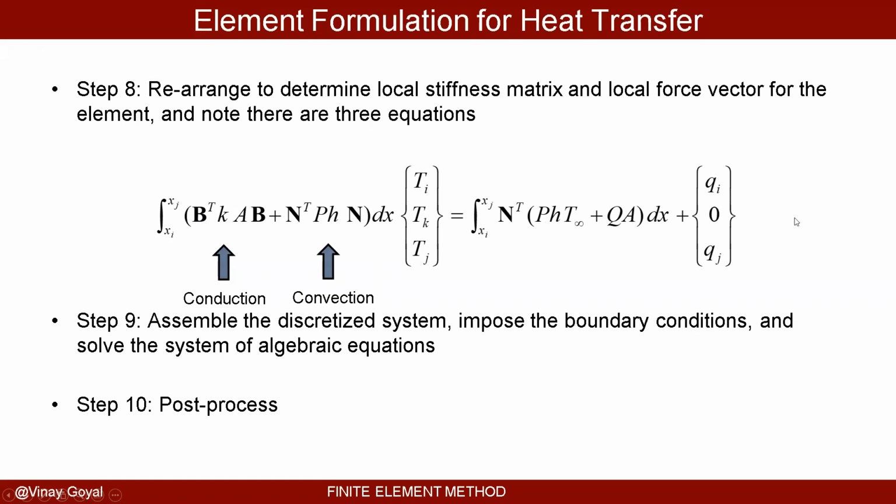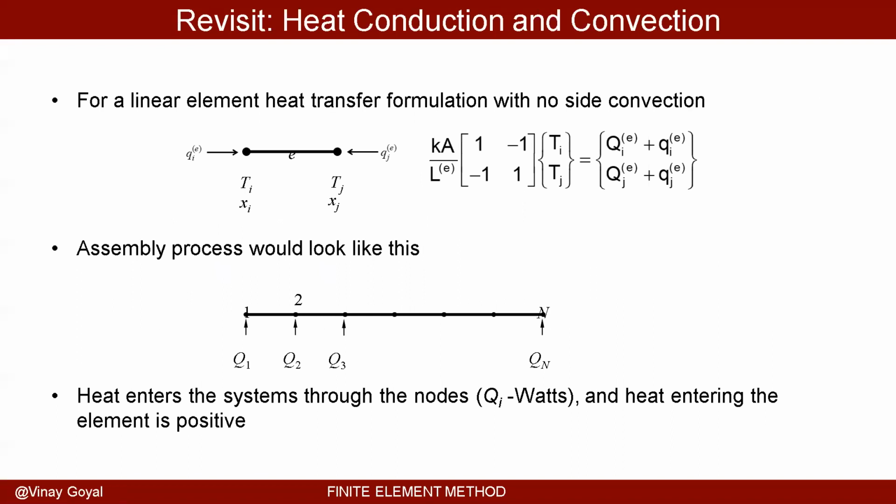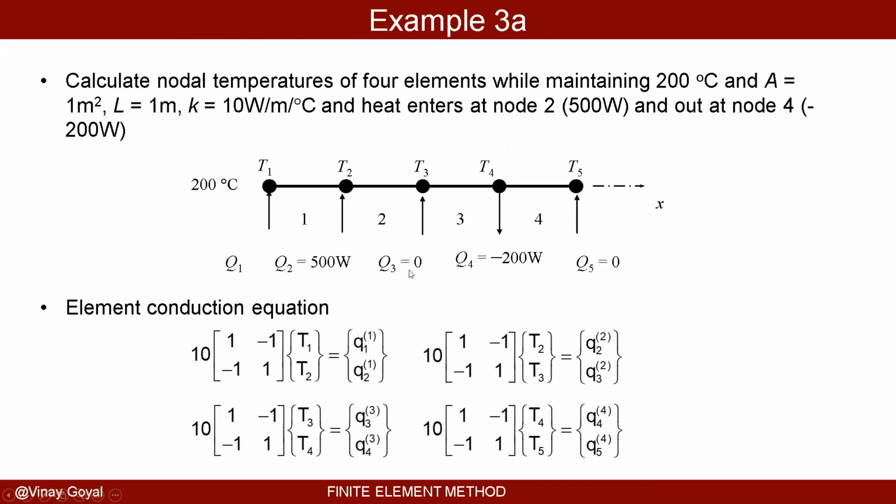Then once you do that for one element, you have to do it for every single element. And then you assemble the discretized system, impose the boundary conditions on the assembled system, and then solve the system of algebraic equations. And then we post-process the results. Very exciting stuff. So here's a very quick example. For a linear element, what you get when you do it, and I already did it prior to this lecture, is this. Very simple. 1, minus 1, minus 1, 1, times Ka divided by L, where K is the conductivity of the material. The assembly process will be very simple as well.